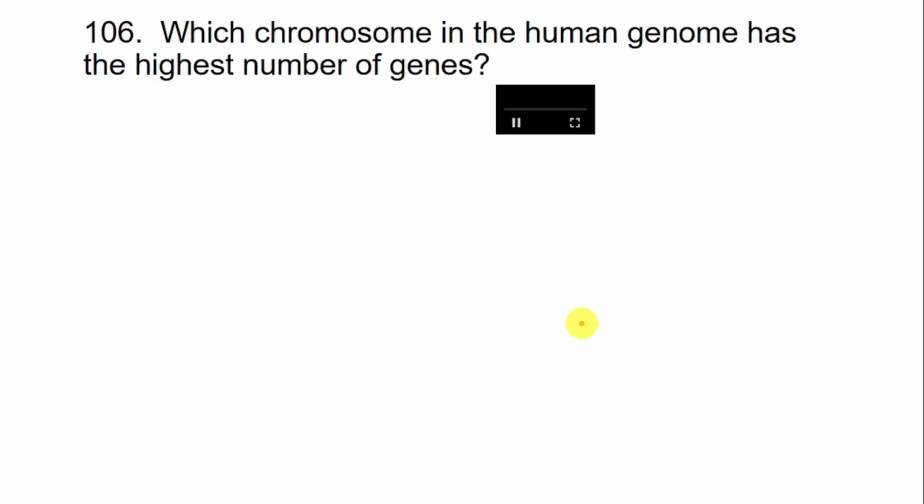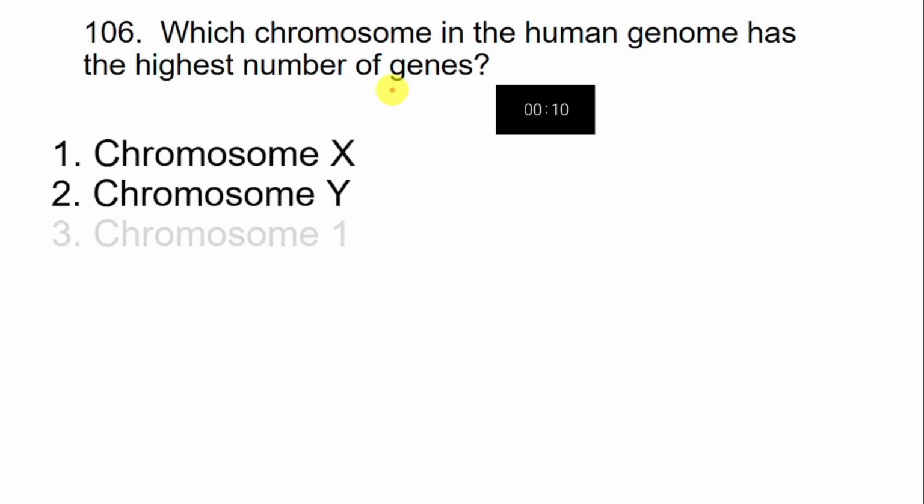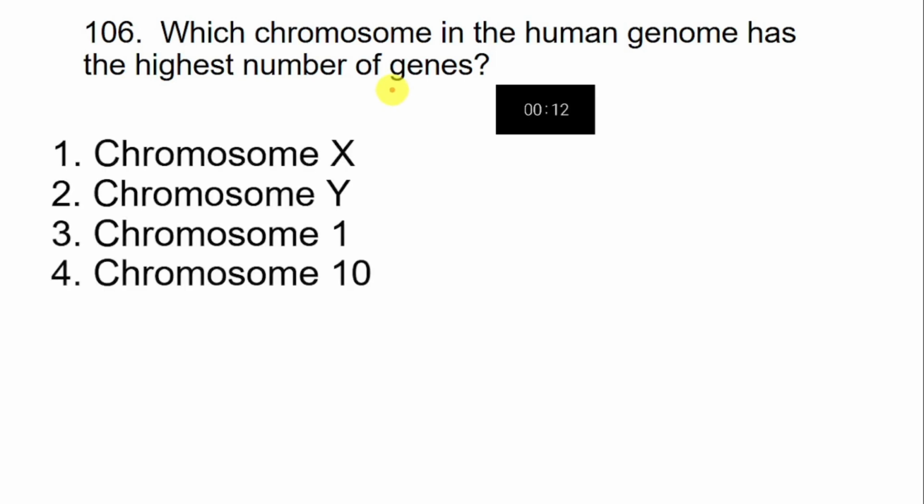Next one. Which chromosome in the human genome has the highest number of genes? So highest number of genes is in chromosome number 1. Option 3 is the answer. Minimum is in chromosome Y.